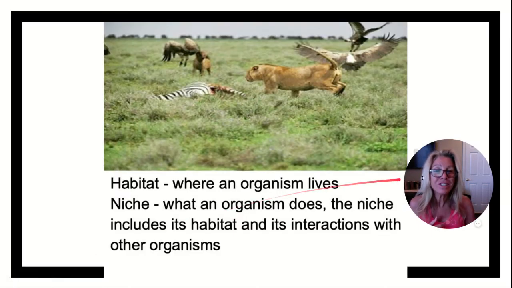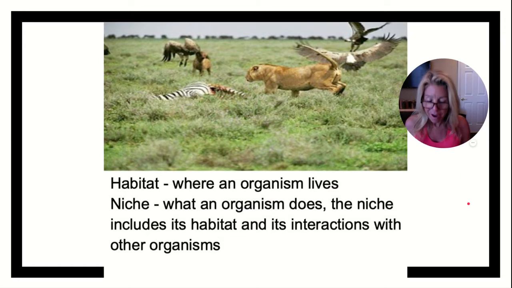Okay, now let's start looking at some community interactions. The first thing we want to review is habitat versus niche. A habitat is where an organism lives, which might be a grassland. A niche is what an organism does there. So here we have grass, that's one species. It's a producer. A zebra here is an herbivore. It's going to eat the grass.